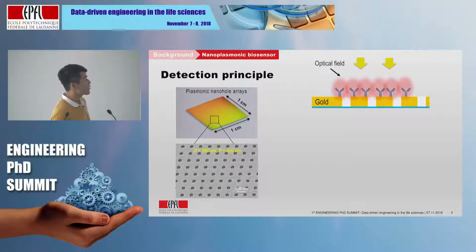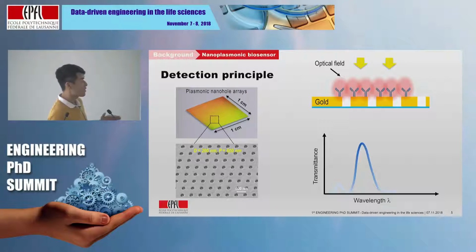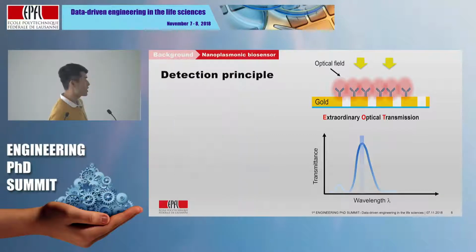is that those nanostructures will greatly confine the light in the volume and enhance the local electromagnetic field, generating an optical field for our detection. On the other side, the transmission light will show a very unique spectrum with a resonance peak, which is formed by the unique optical phenomenon, the so-called extraordinary optical transmission. And we use this resonance peak for the label-free detection.